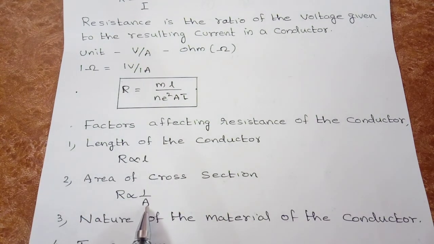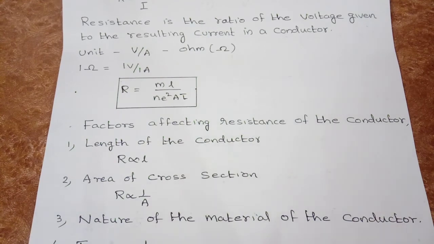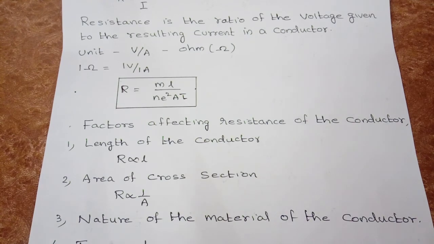R proportional to 1 by A, the area of cross section. If the area of cross section increases, resistance decreases. With a thick wire, resistance will be lesser because its area of cross section is more. With a thin wire, resistance is more because its area of cross section is less. In the case of a thin wire, the space available for the flow of electrons is less, so there is a chance of more collision. In the case of a thick wire, the space available for the drifting of electrons is more, so there is a chance of comparatively less collision, and that is why the resistance is less.